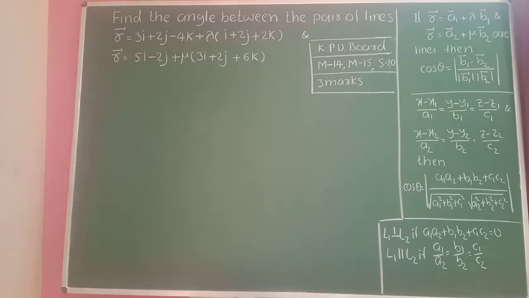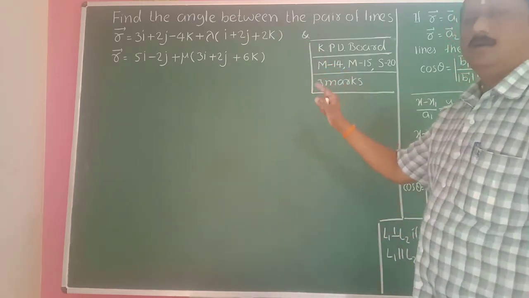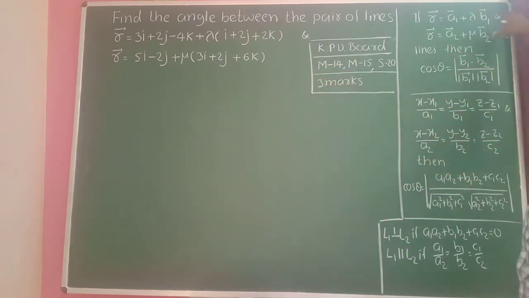So find the angle between the pair of lines here. There are two lines here. Find the angle between two lines. They are in vector form here. Hence, if the lines are in vector form, then cos theta is equal to b1 dot b2 divided by modulus of b1 into modulus of b2 here.